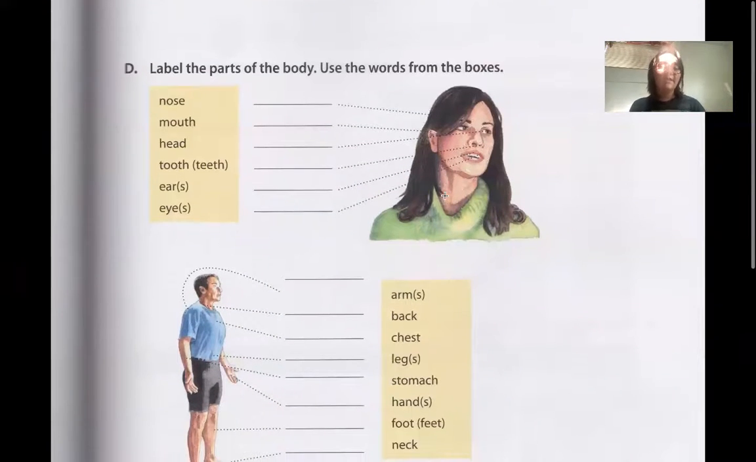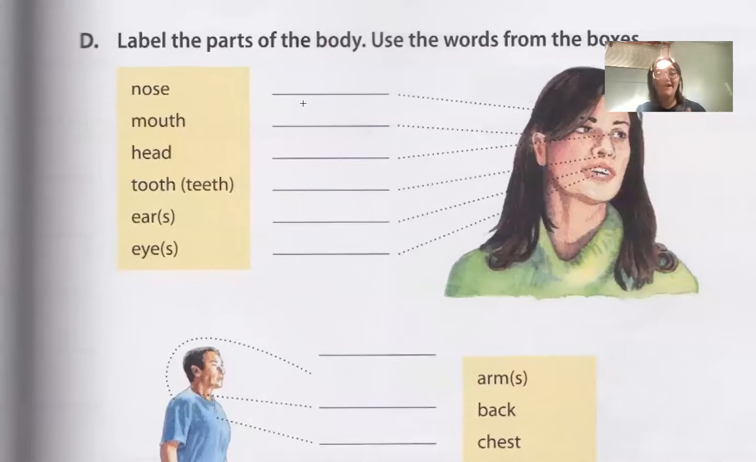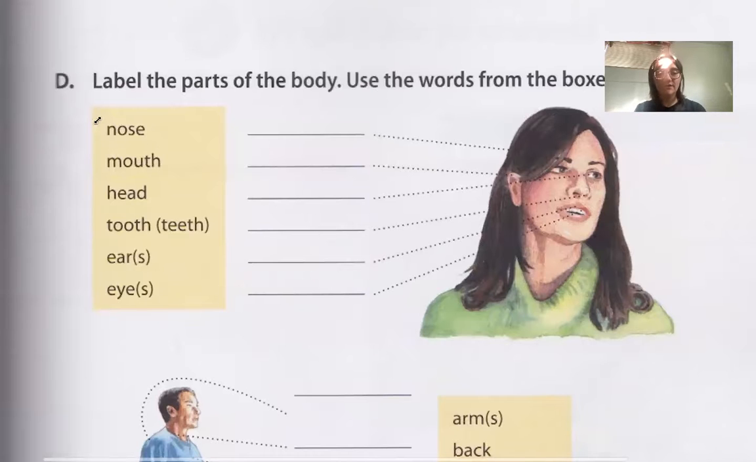Okay. The next thing, it says, label the parts of the body. Use the words from the boxes. So this part, since we're just online class, we'll just go through this together, right? The nose, right? This is how we spell nose, right? And this is the nose, right? The nose on your face. Mouth is right here. This is a mouth.